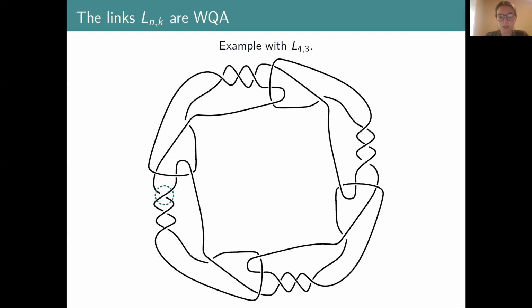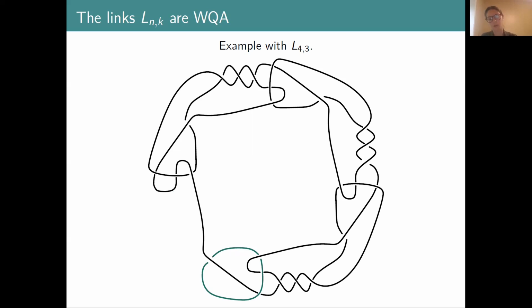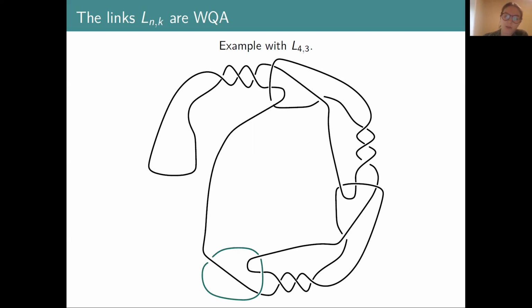And I have two choices. The first one I'm going to choose is the zero smoothing or resolution. So I got rid of that crossing. And something kind of magical happens, which is I can start untwisting, and I end up with one unknotted component. And the rest of the diagram really just kind of unravels.